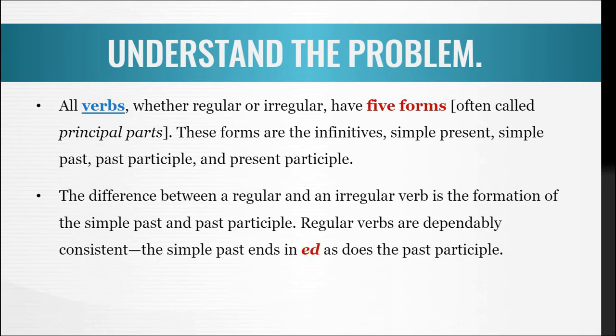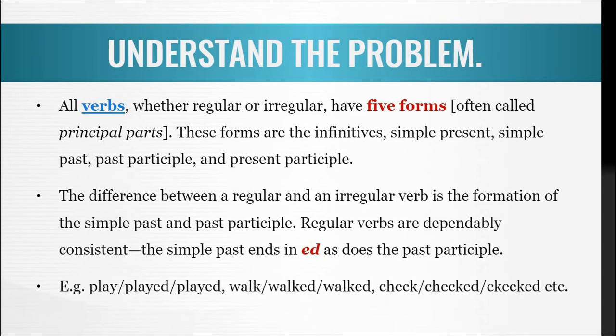The difference between a regular and an irregular verb is the formation of the simple past and past participle. There is no difference in their meaning. A regular verb is a verb that ends in ed in the past form and in the past participle form. A verb that ends in ed in the past form and the past participle form is called a regular verb. Examples are play, played, played; walk, walked, walked. Walk is the present form. Walked, the second one, is the past form, and the third one is the past participle. So you can see walked and walked are ending in ed. Same is the case here with check, checked, checked, and so on.